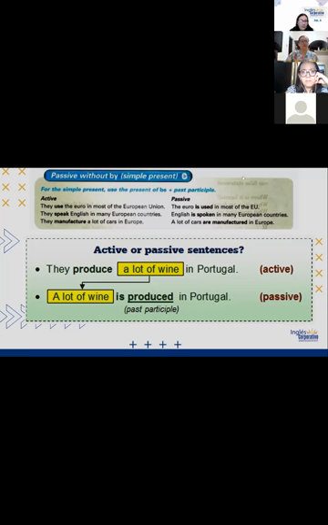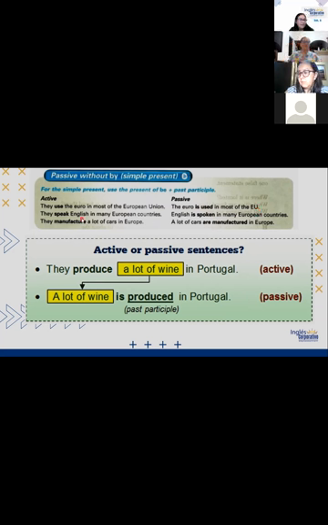Of course, when we say they use the euro in most of the European Union, we understand that it is people, right, in those countries. So that is why it is not necessary to mention by whom, right? It is obvious that the euro is used by people, by the citizens, by whoever is in those countries, right? So we say the euro is used by whom? It's not necessary. So the euro is used in most of the European Union.